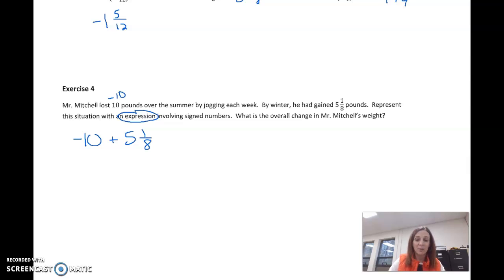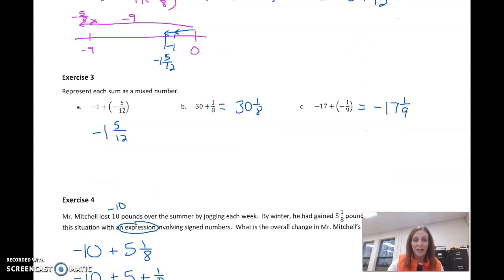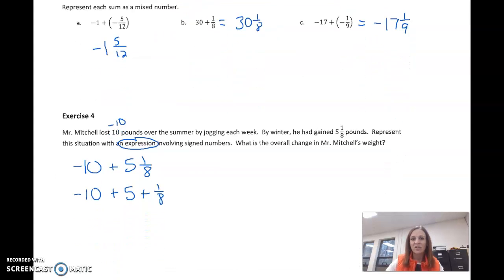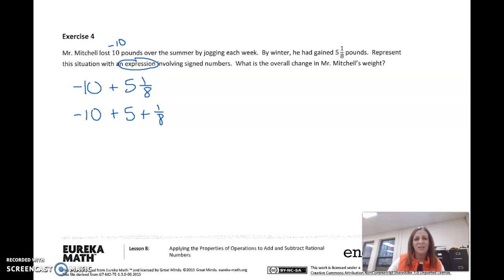Here's how this idea of breaking apart mixed numbers can help us. Okay? We can rewrite this as negative 10 plus 5 plus 1/8. Because remember, we can do that with mixed numbers, right? I can take 5 1/8 and just break it apart. And then I can just kind of follow order of operations. Negative 10 plus 5, different signs. Remember our rules. Now this is where the integer rules are going to come into play, or the rules for all adding and subtracting of rational numbers.